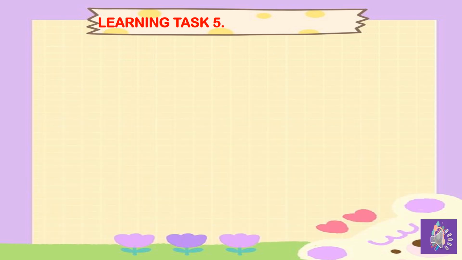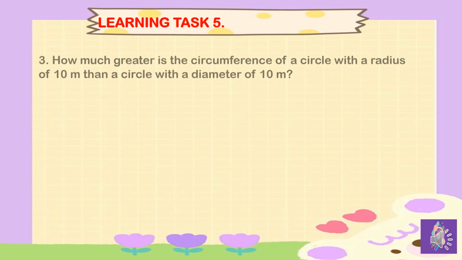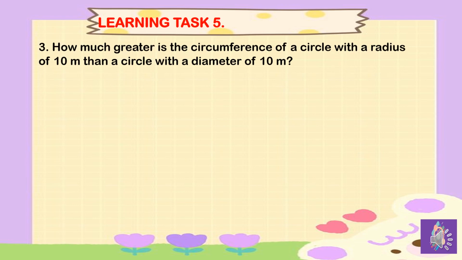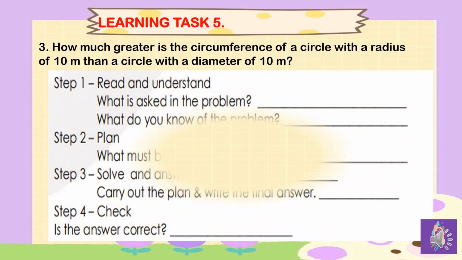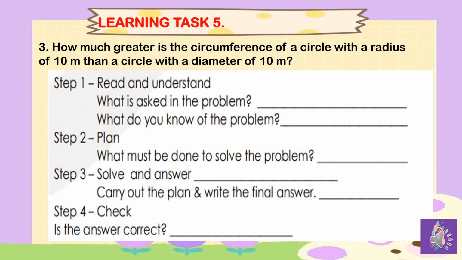Okay, for learning task 5 number 3, how much greater is the circumference of a circle with a radius of 10 meters than a circle with a diameter of 10 meters? So again, we will follow the 4 steps. Step 1 is read and understand. Step 2, plan. Step 3, solve and answer. And step 4, check.